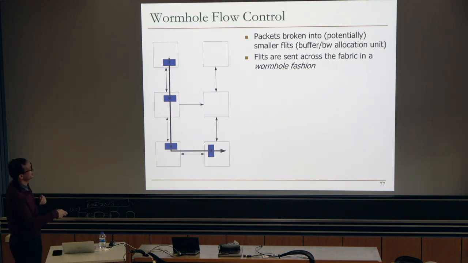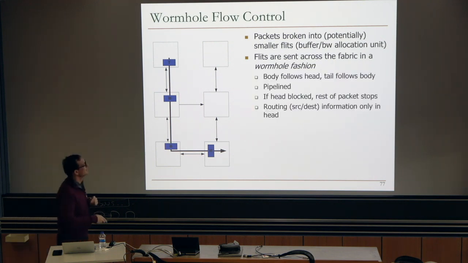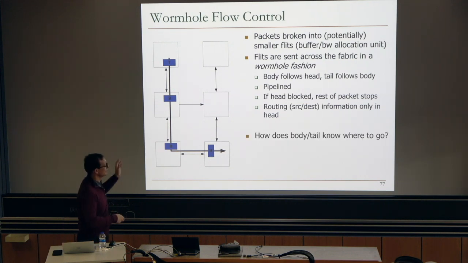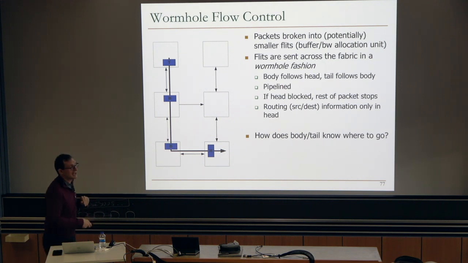This is your head flit. The head flit is in one router, the second flit in the body is in another router, the next flit is in another router, and the tail is in another router. It's like a worm that's distributed across different routers. So the body follows the head, and the rest of the packet stops. Routing information is only in the head, although you could change that as well, as we see in the paper. So how does the body or tail know where to go?